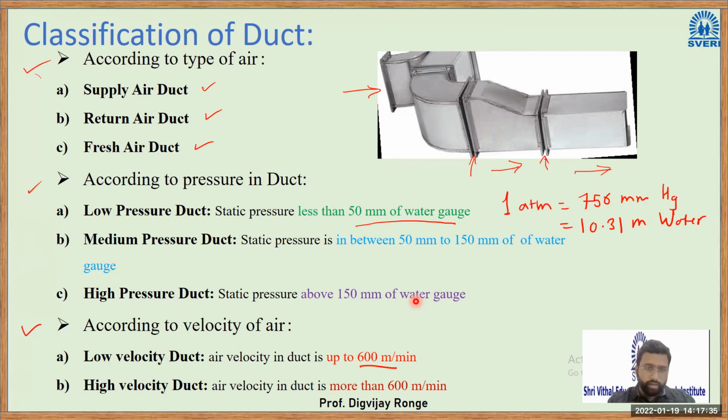According to pressure in duct, there are again 3 types: low pressure duct, where static pressure should be less than 50 mm of water gauge; medium pressure duct, where static pressure should be between 50 mm and 150 mm; and high pressure duct, where static pressure should be above 150 mm of water gauge.